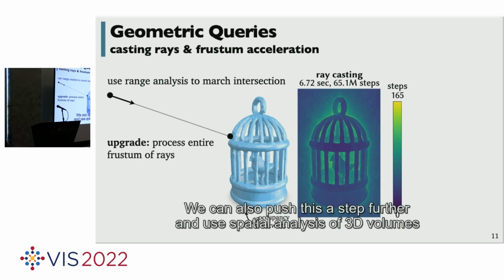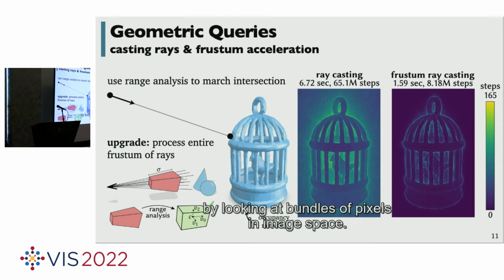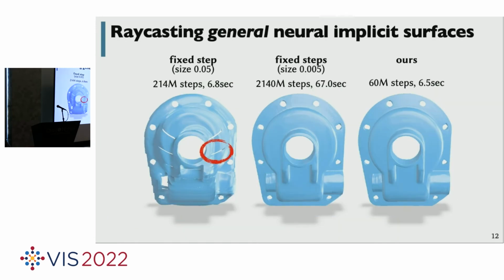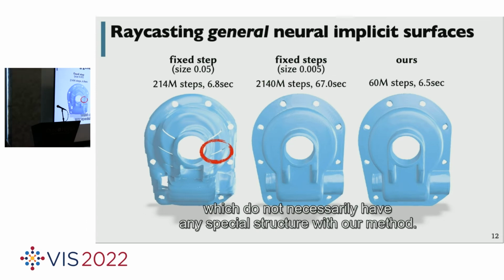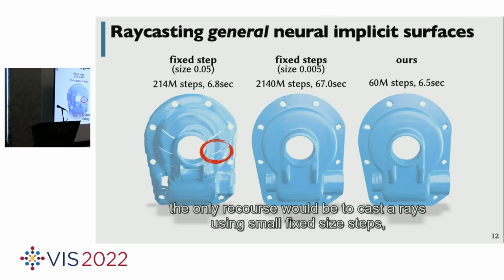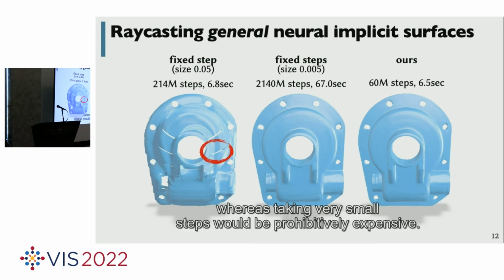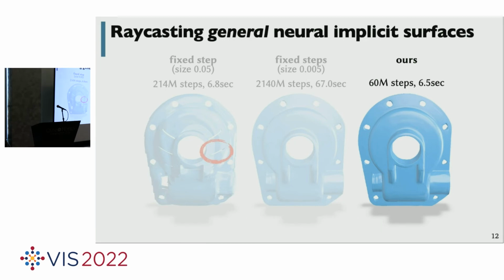We can also push this a step further and use spatial analyses of 3D volumes to push an entire frustum of rays forward at once by looking at bundles of pixels in image space. This spatial acceleration hierarchically accelerates the procedure for high-resolution data. Now remember, here we're working with implicit functions which do not necessarily have any special structure. Without our method, the only recourse would be to cast rays using small fixed-size steps. But taking large steps leads to errors, like you see on the left, whereas taking very small steps would be prohibitively expensive. And our approach is better than either.